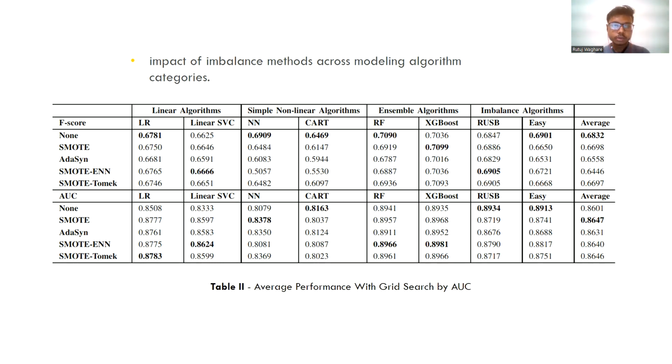For CART, the AUC is the highest when the model is trained on the original dataset and decreases slightly after applying the imbalance method. When measured by F-score, the performance drops significantly from the original 69.09% to 50 to 65% for nearest neighbor, and from 64.69% to 55 to 61% for CART. Specifically with SMOTE-ENN, the F-score drops to 50.57% for nearest neighbor and 55.30% for CART.